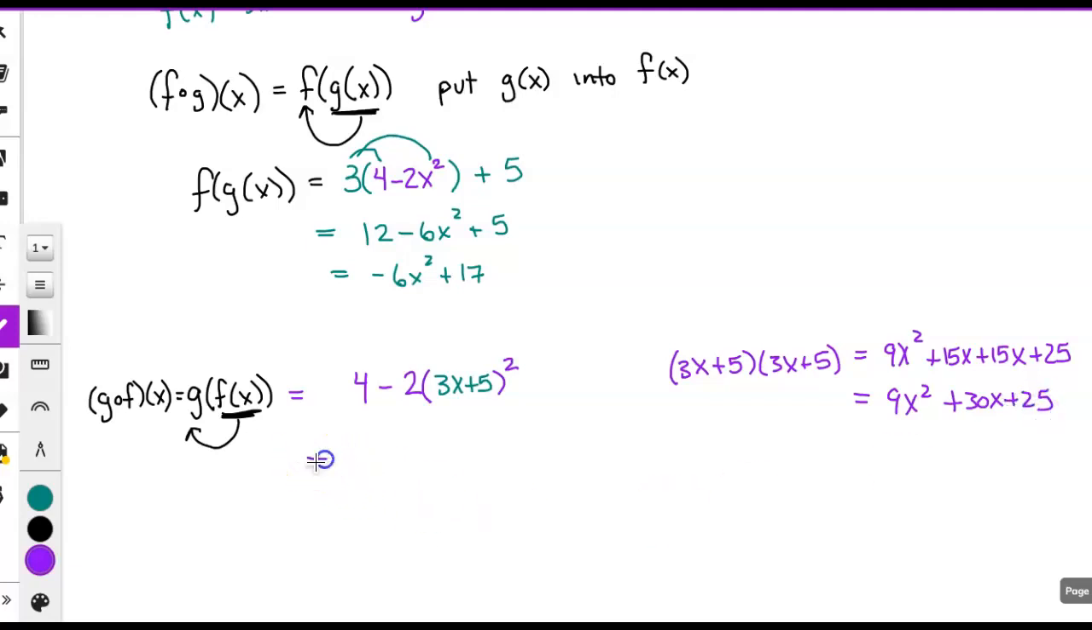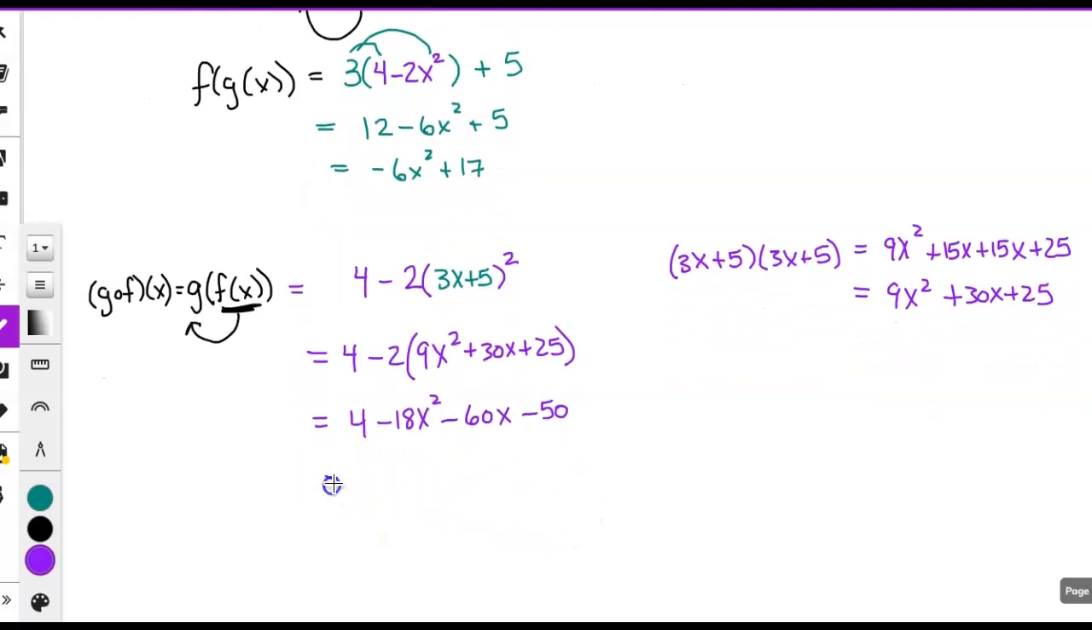And so I'm just going to come over here and substitute that in. So 4 minus 2 times this guy FOILed. So 9x squared plus 30x plus 25. Now when you distribute, make sure you distribute a negative 2. So this would be minus 18x squared minus 60x minus 50. And then combine like terms. So you would get negative 18x squared minus 60x minus 46.